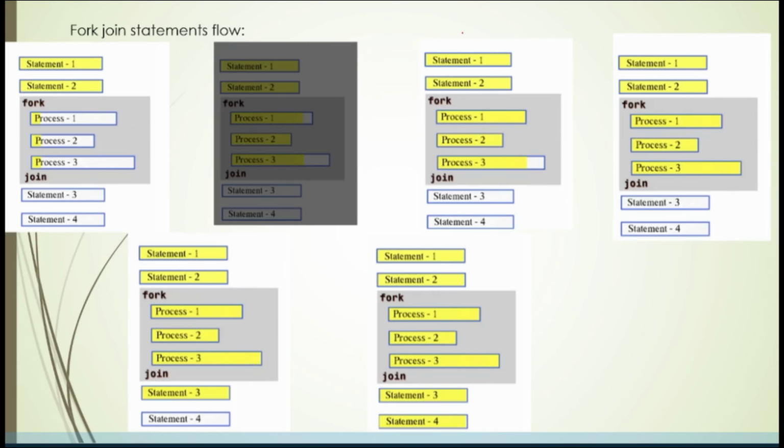Let me explain this with a small presentation so that it will be easily understood. For example, you are writing some statements. Let us think this is my particular code, some module, and within the module you are writing some statements. This is my statement 1, this is my statement 2, and this is my fork join. Within the fork join I am writing three processes, or three threads. Each process can contain two or three statements again. Then the third statement and then the fourth statement.